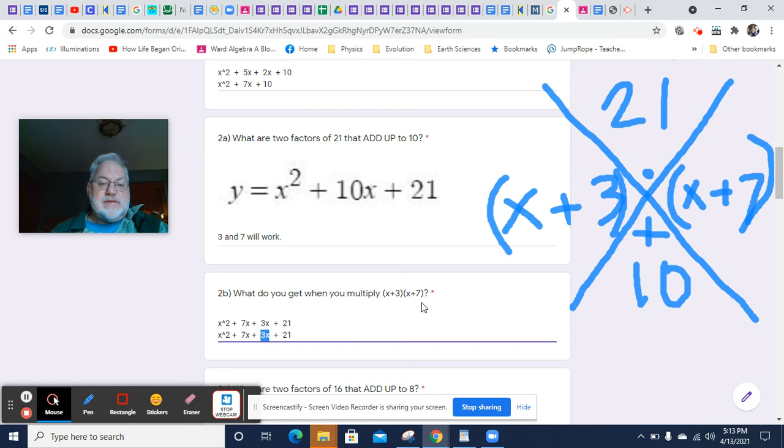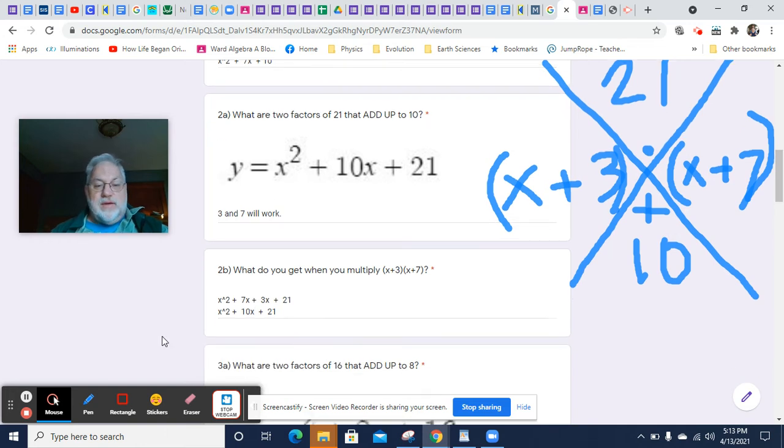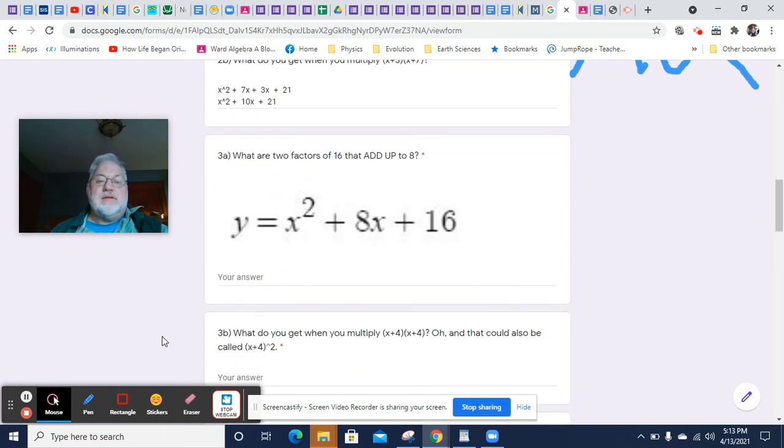And if I have 7 x's and 3 more x's, I have 10 x's. And that is exactly that. We have the factors right here, x plus 3 times x plus 7, for this expanded form, x squared plus 10x plus 21.